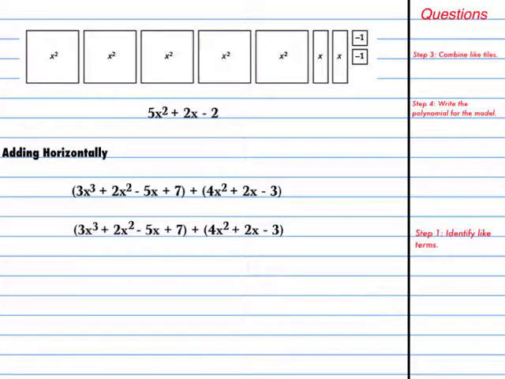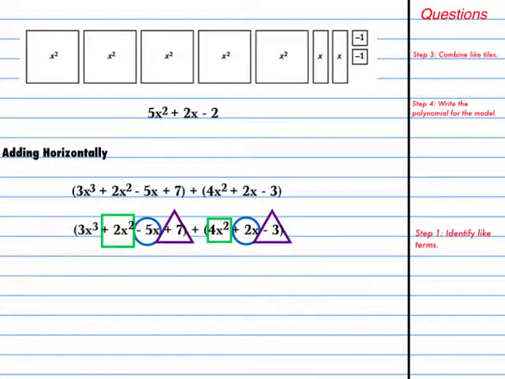So the first thing I notice is that I have 3x to the 3rd power. And I don't see anything else that has a 3rd power. So that's going to be kind of left off to itself. Now I do notice that I have 2 different x squared terms, and those are considered like terms. I have two different x terms that I'll be able to combine. And I have two constant terms that I'll be able to combine.